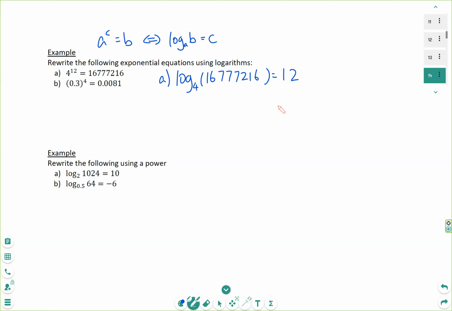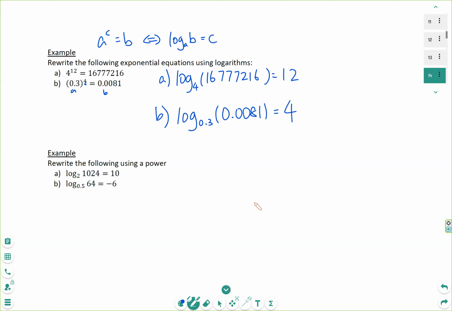Okay. Part b. a to the power of c equals b. So log base 0.3 of 0.0081, log a b equals c.